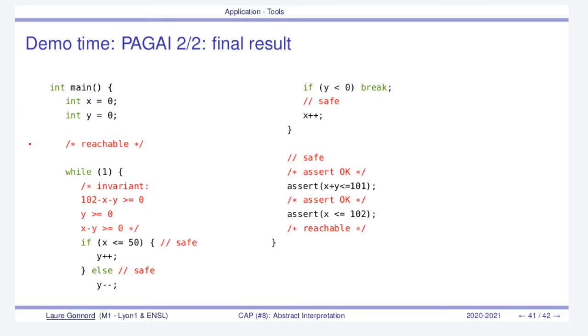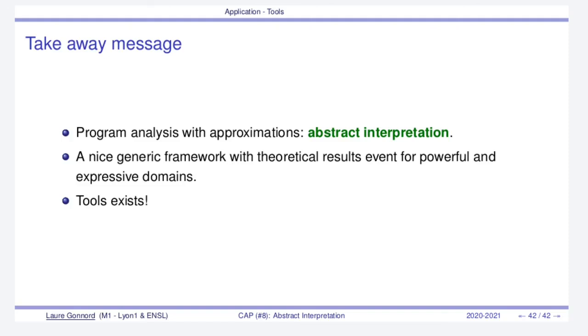Now that we have made the demo, I give you the final result on this slide. Now, this is the real end. I hope that I convinced you that abstract interpretation is a nice framework for program analysis, and especially because it comes with numerous and expressive abstract domains that have been designed in the last 40 years. Tools exist. Use them for your own purpose.